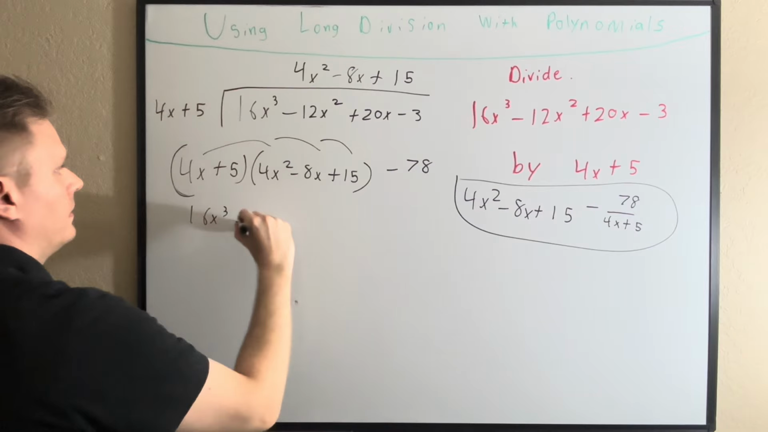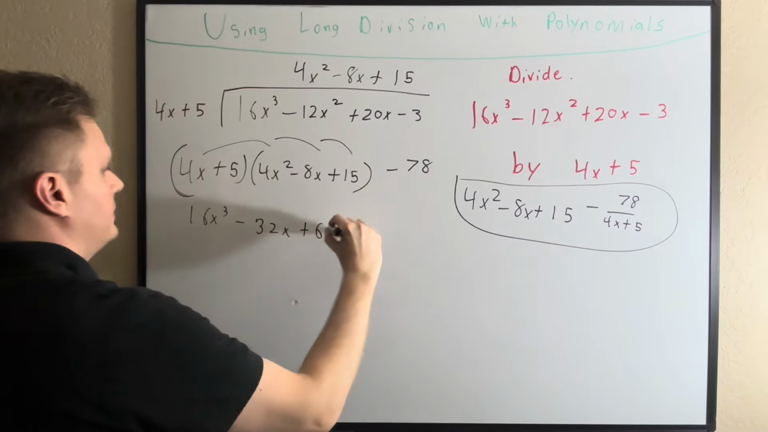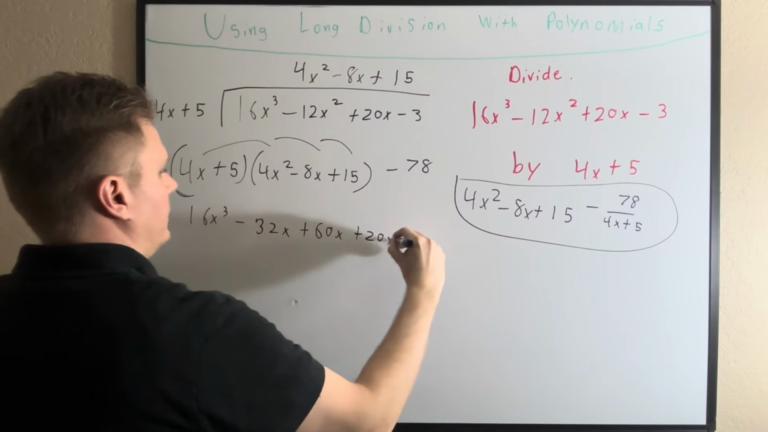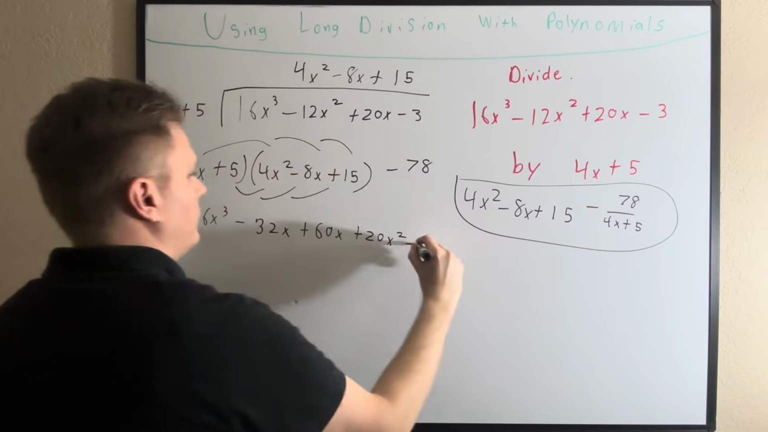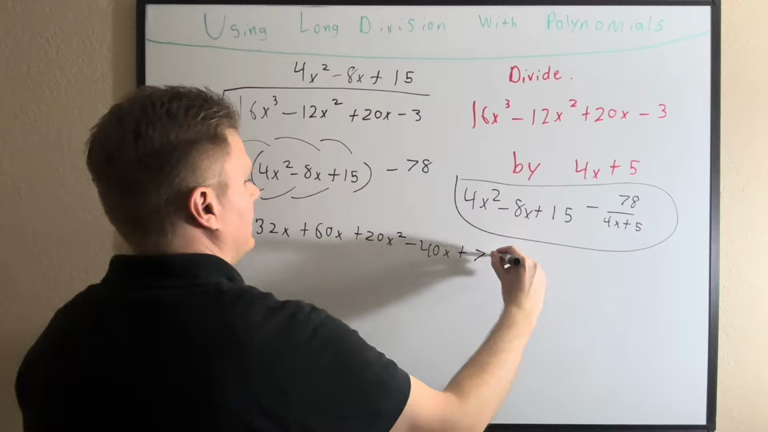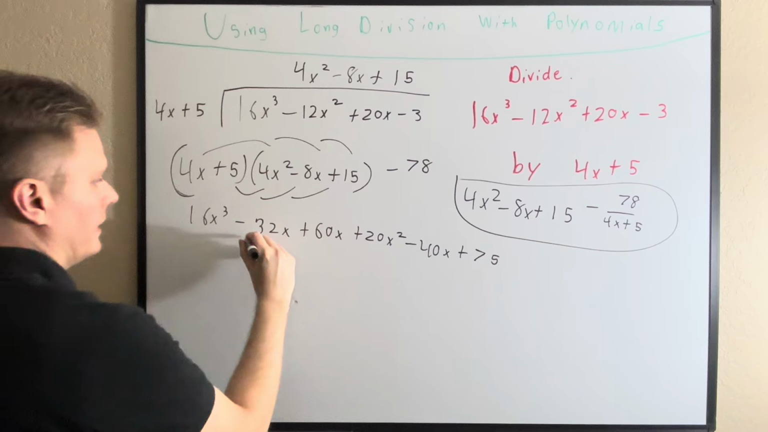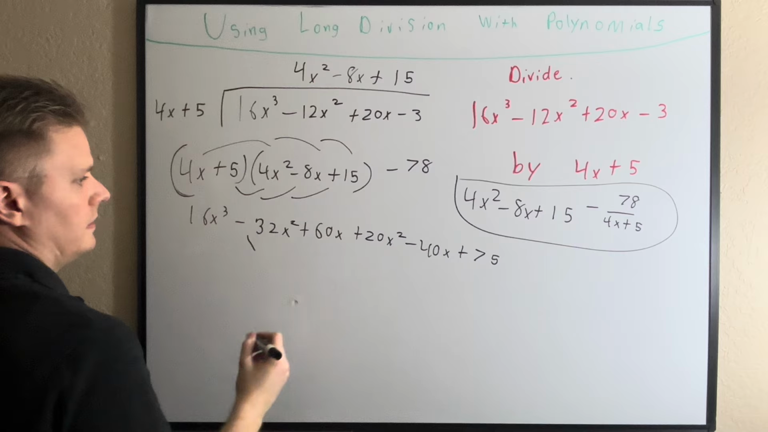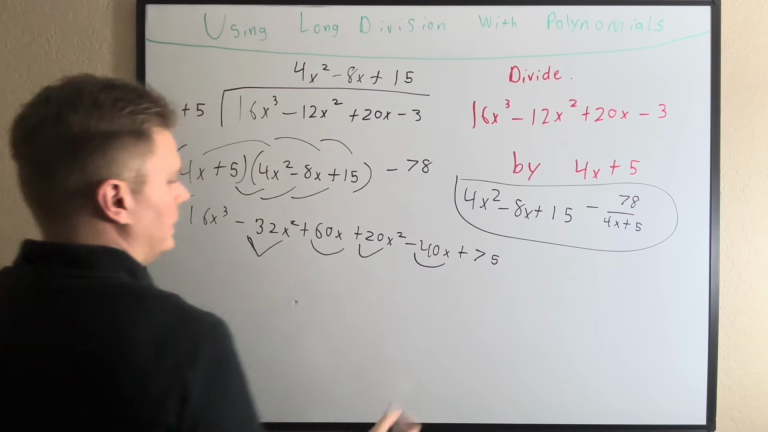16x cubed minus 32x plus 60x plus 20x squared, right? Minus 40x plus 75. Whoa. Combine like terms. Wait a minute, this should be squared. Yeah, combine like terms. These are the squareds. These are the x's.